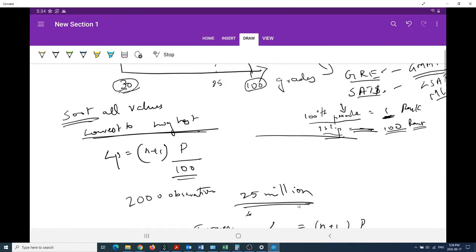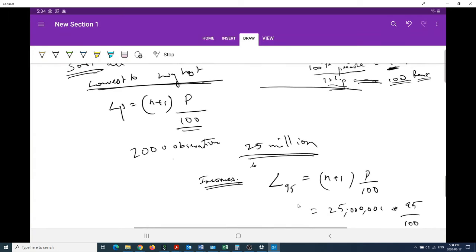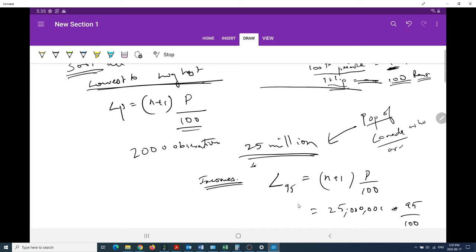So what if you have observations in terms of incomes, right? In Canada, we have like 25 million people. Not the population of Canada, but the population of Canada for earning. The rest are retired or children. So there are 25 million laborers or workers in Canada.